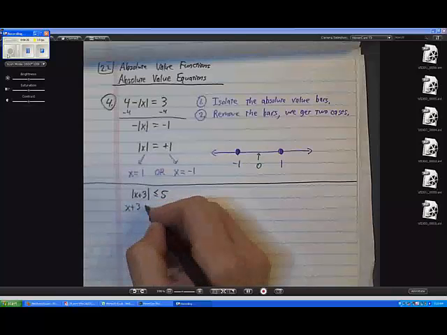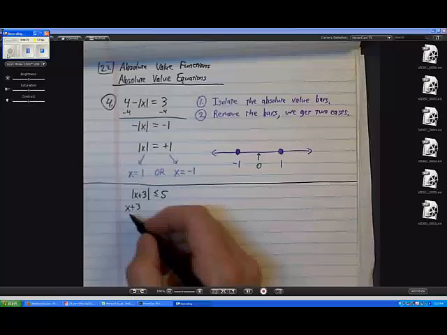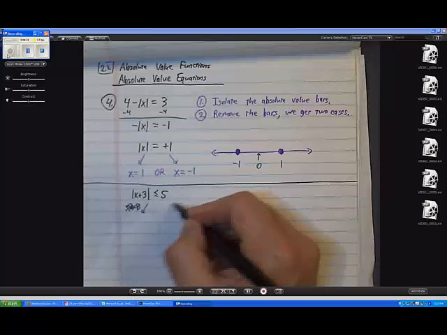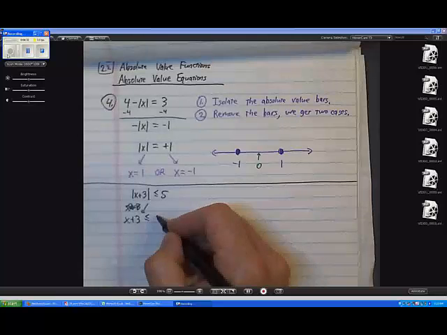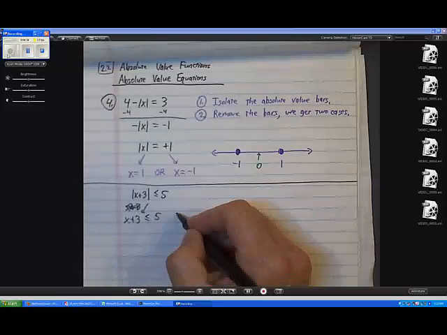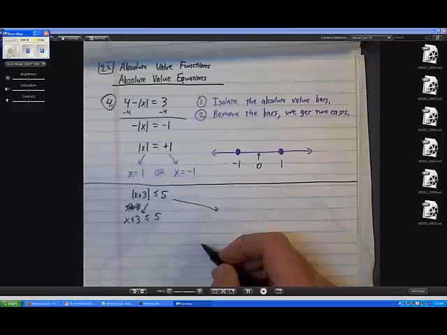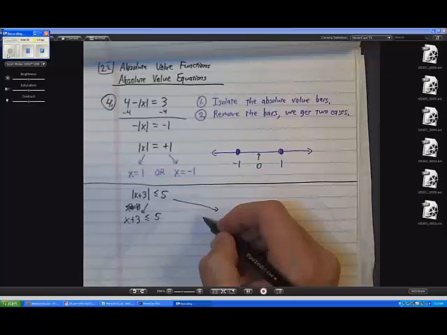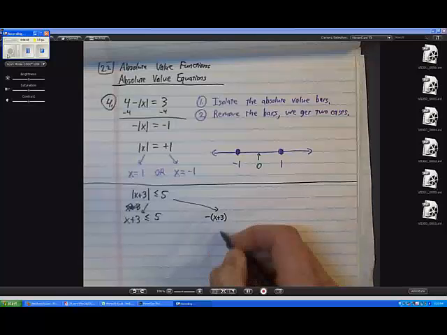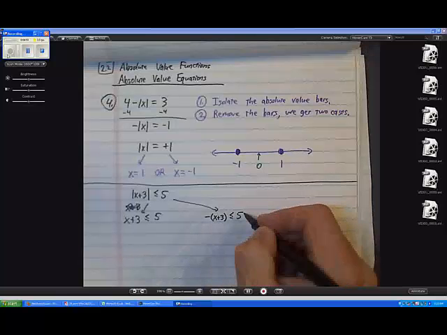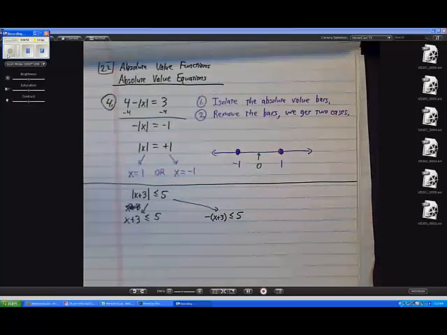I get 2 cases, right? What are the 2 cases that I get? X plus 3 is less than or equal to 5. Okay. The other case I get, well, I guess the way to say it would be that negative x plus 3 is less than or equal to 5. See, there's a step in the problem above that I kind of omitted.